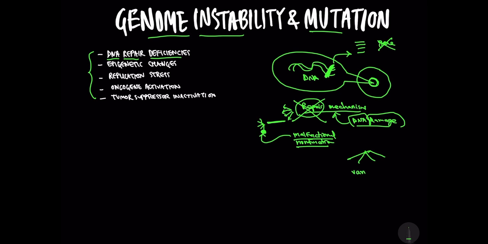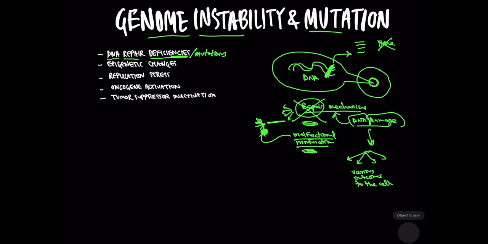So various outcomes to the cell as a result of a DNA damage that was not repaired due to a malfunction or non-functional component of a DNA repair pathway. So DNA repair deficiencies or mutations can lead to genome instability and mutation, which is the hallmark of cancer.